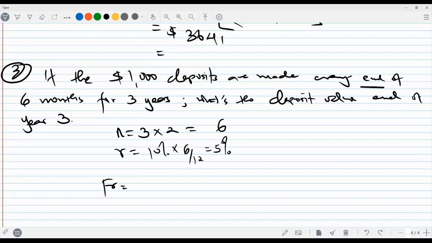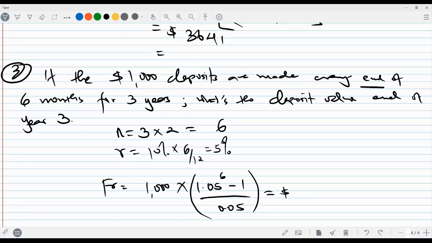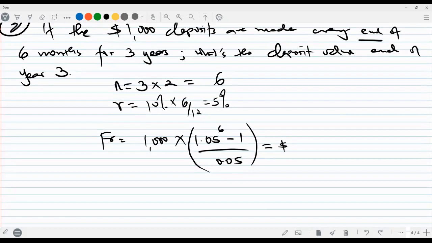The future value will therefore be equal to the annuity, 1,000, occurring at the end of the period, times 1.05 to the power of 6, minus 1, divided by 0.05. And we get how much? $6,802. I think some of you got that answer, 6802.